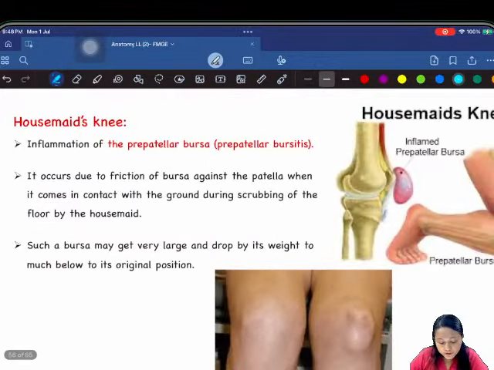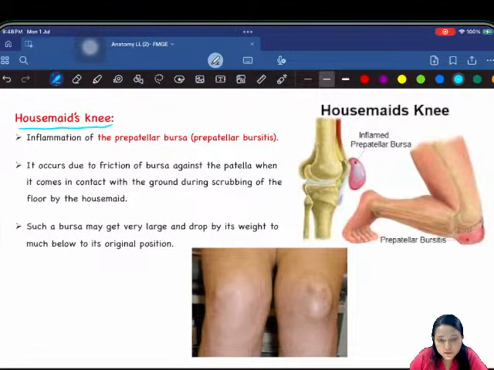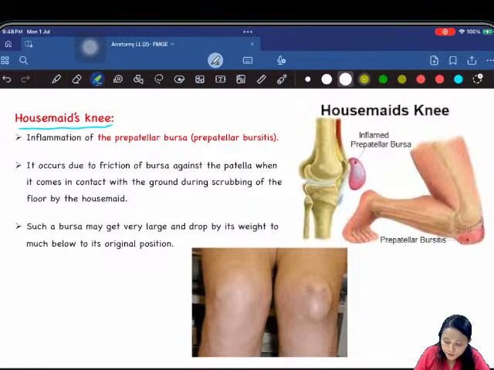Now the interesting part here is the housemaid's knee. ठीक है, ये आता है क्वेश्चन एग्जाम में, नीट में तो आता है. So in FMGE also it might get repeated. So housemaid's knee में कौन सा बर्सा इन्फ्लेम होगा? So the bursa inflamed is the prepatellar bursa, mostly the subcutaneous. It is subcutaneous only, prepatellar bursa.